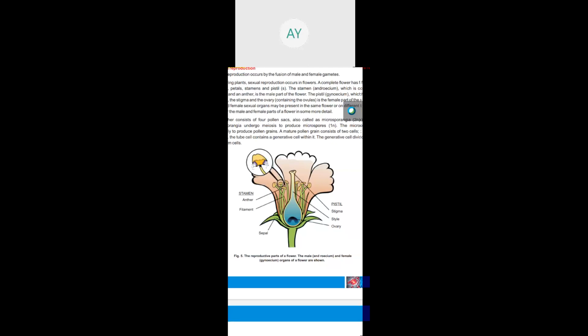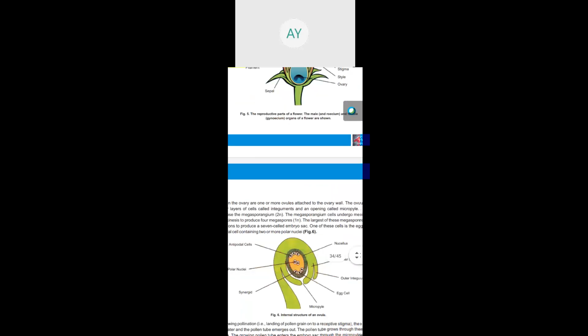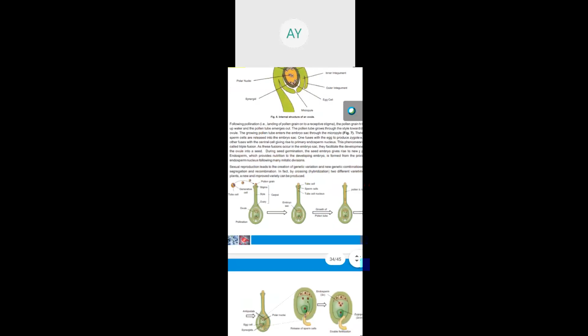Just show the lower part. You can clearly observe that the process is going on. So see, after pollination, the pollen germinates and the pollen tube forms. That is responsible for transferring the two male nuclei up to the egg cell and polar nuclei.